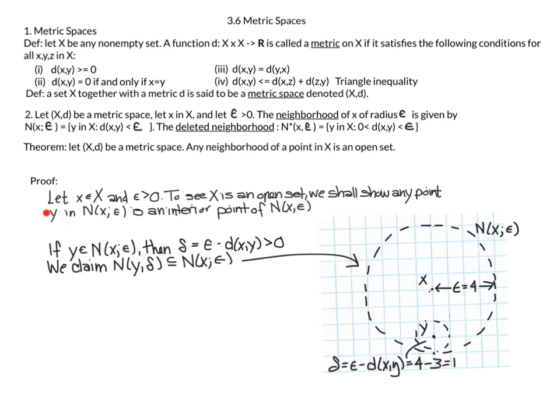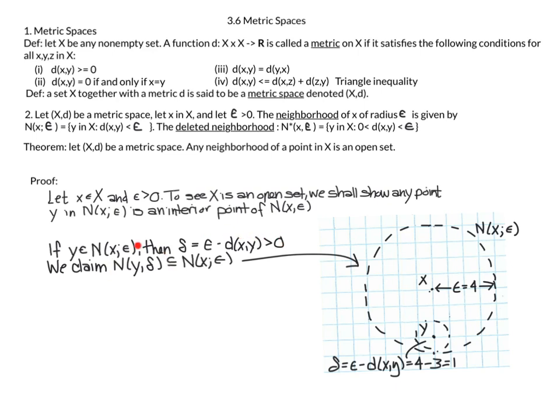We're going to start by taking y in the neighborhood. So we have y in the neighborhood of x with a radius of epsilon. Then we're going to define delta to be equal to epsilon minus the distance between x and y. And we know that this is greater than 0 by definition of a neighborhood, where epsilon is greater than the distance between any x and y. So that means epsilon minus d(x,y) is still greater than 0.